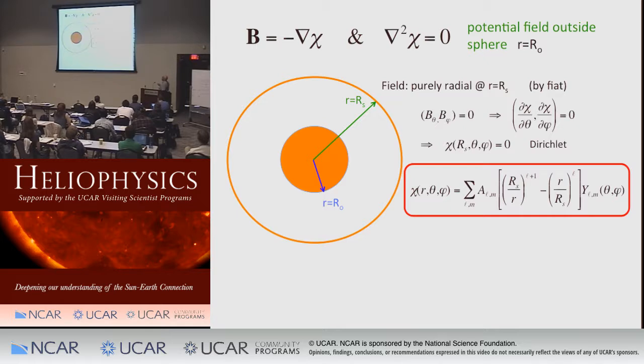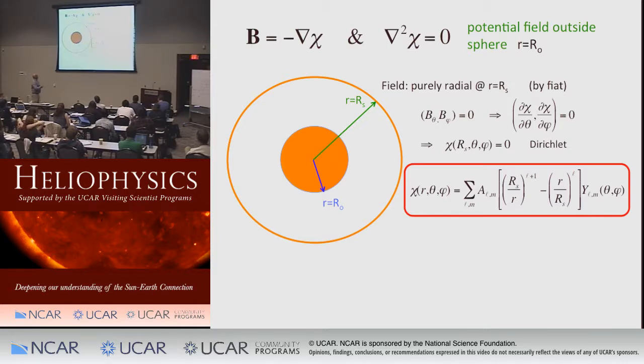What I'm going to have to do then is say B theta and B phi are zero. That tells me that this potential is zero at the source surface. Laplace equation with a Dirichlet condition, chi equal to zero on the source surface, and a Neumann condition set by whatever I think the magnetic field is at the surface of the sun.